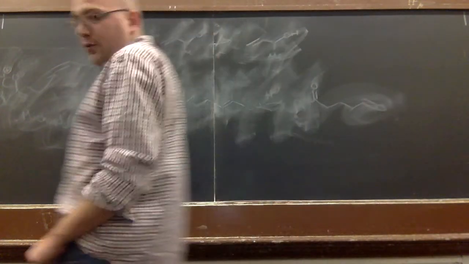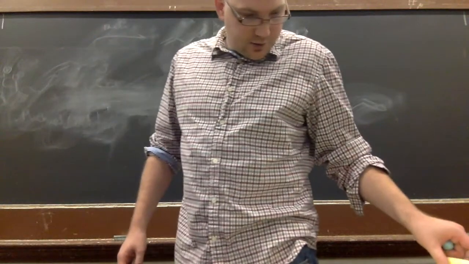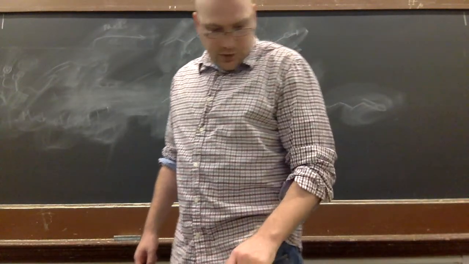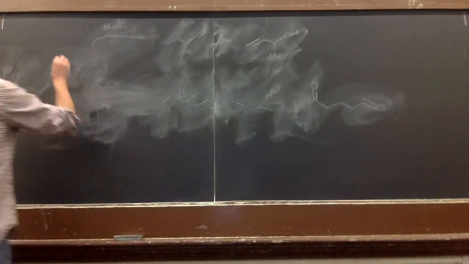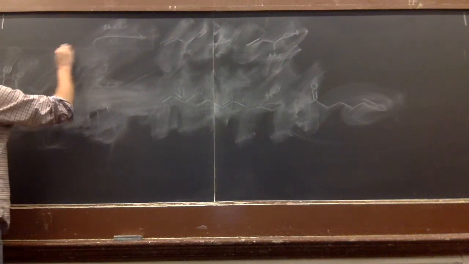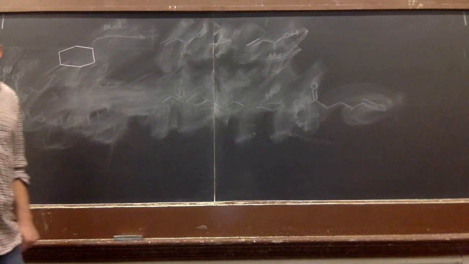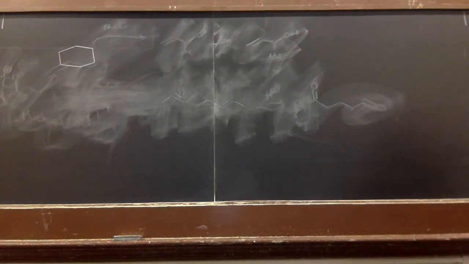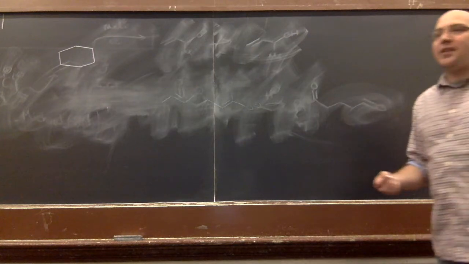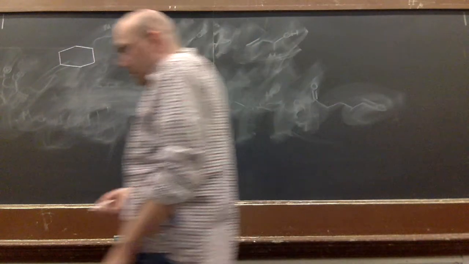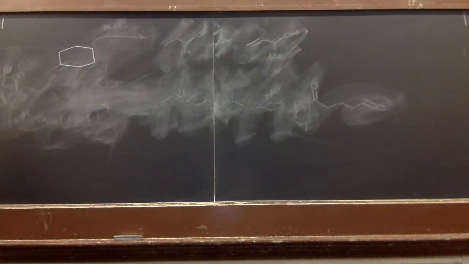Okay, so the Robinson annulation is effectively a two-step process. Again, I'm just going to show one example, but in general, a Robinson annulation is a Michael addition followed by an aldol condensation. So I'm going to put up an example of a Robinson annulation.